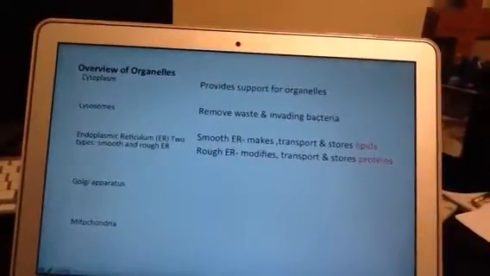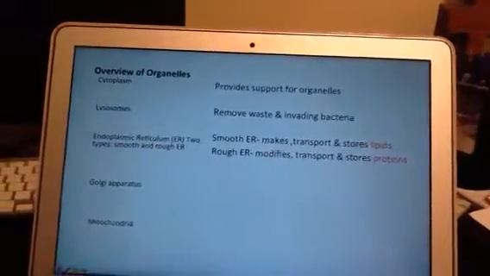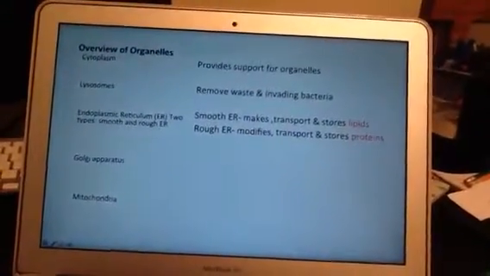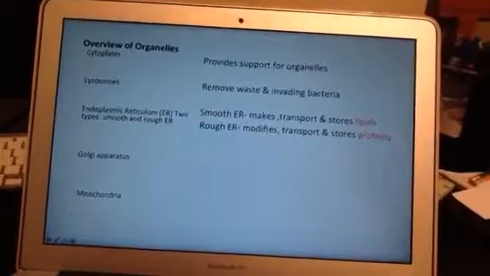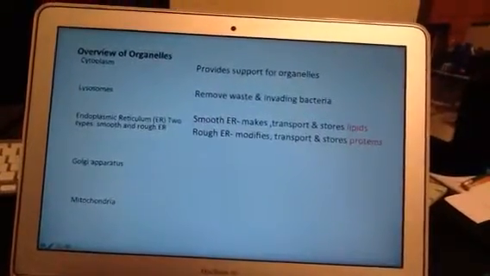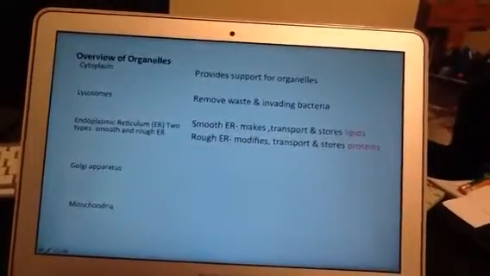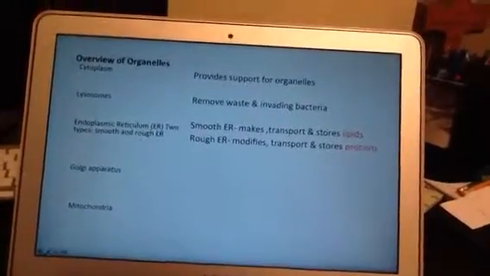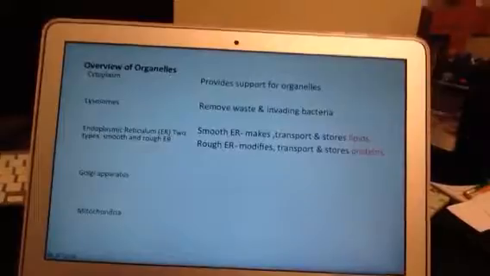Then we have the endoplasmic reticulum, two types of endoplasmic reticulum. We have the smooth endoplasmic reticulum, which makes, transports, and stores lipids. And then we have the rough endoplasmic reticulum, which modifies, transports, and stores proteins.